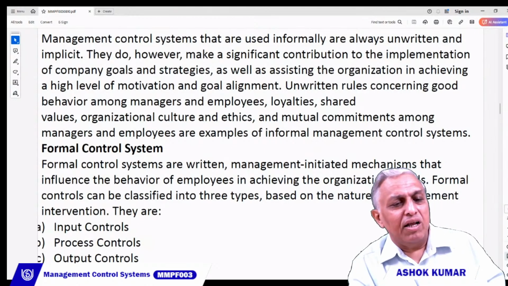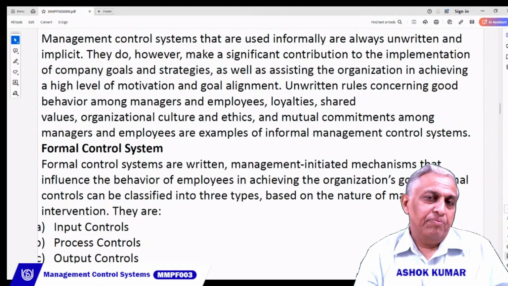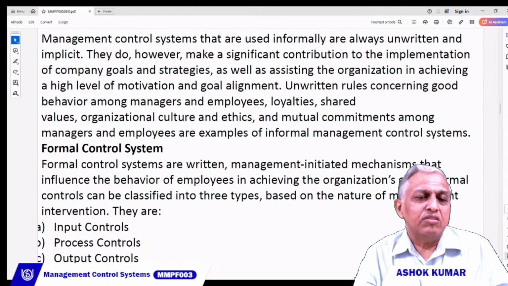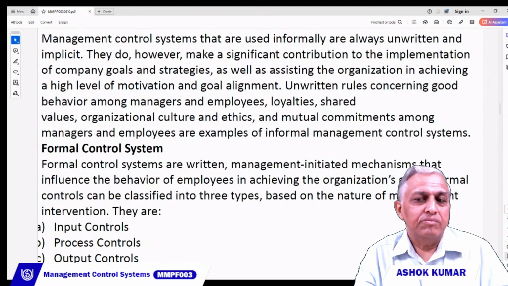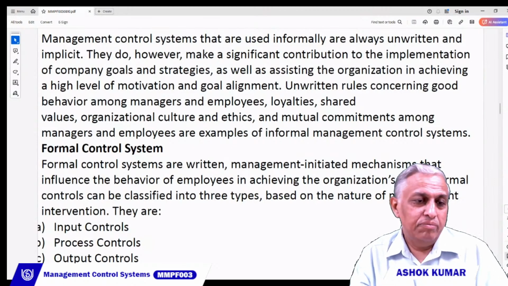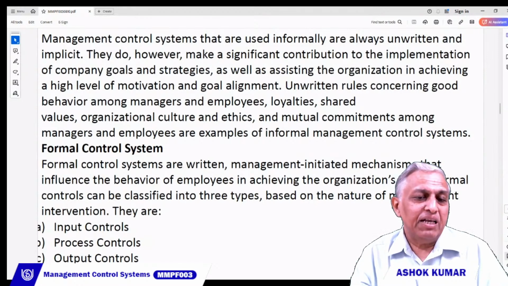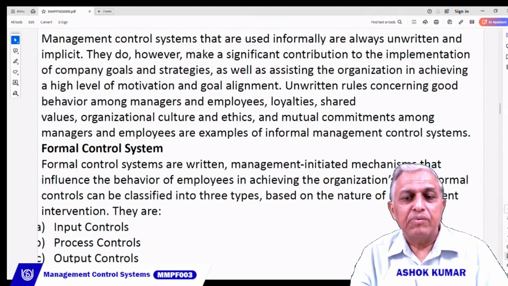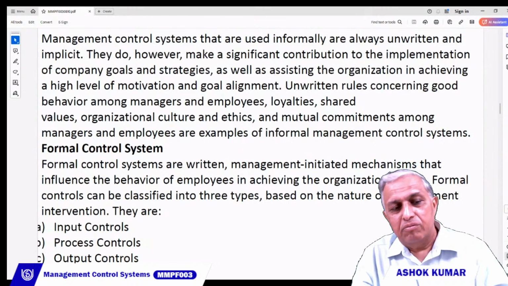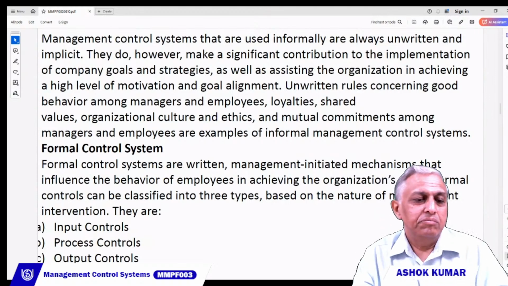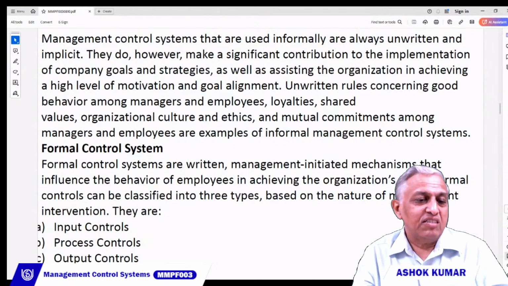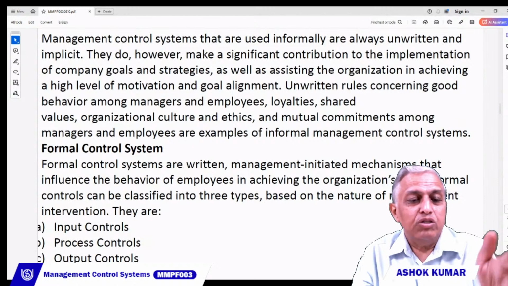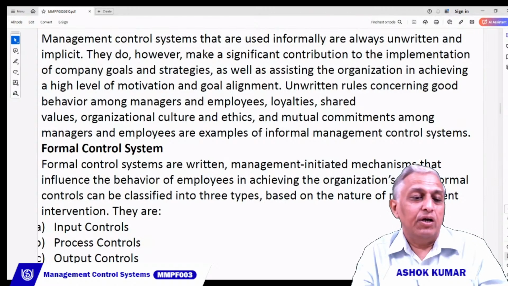Let us have a broader understanding of the formal control system. Formal control systems are written, management-initiated mechanisms that influence the behavior of the employees in achieving the organization's goals, as we have already said. Formal controls can be classified into three types based on the nature of management intervention. They are input control, process control, where we see how the process would end, and output control.